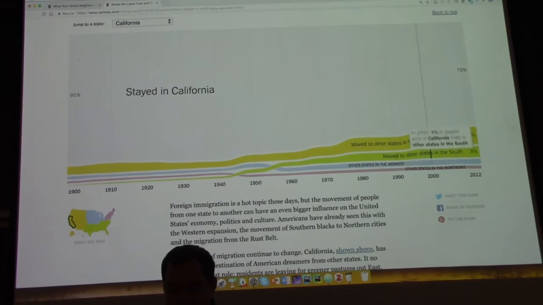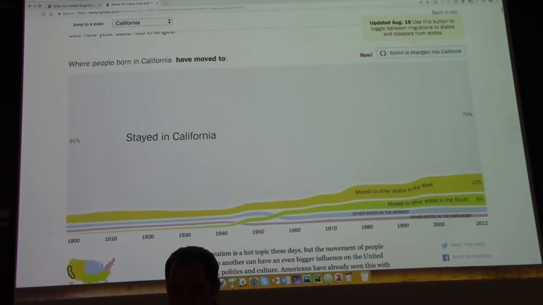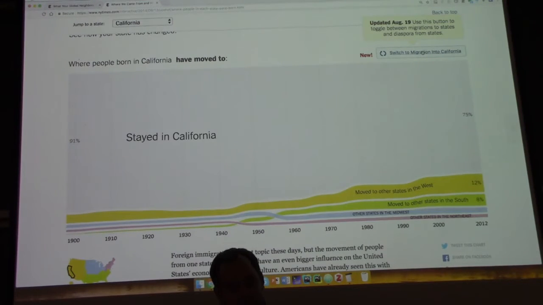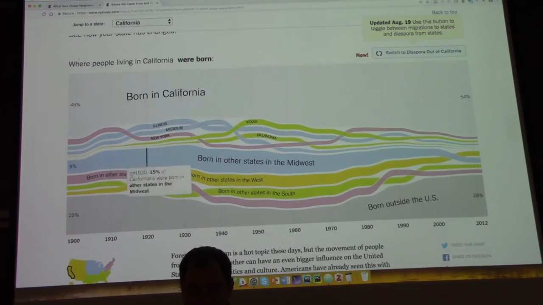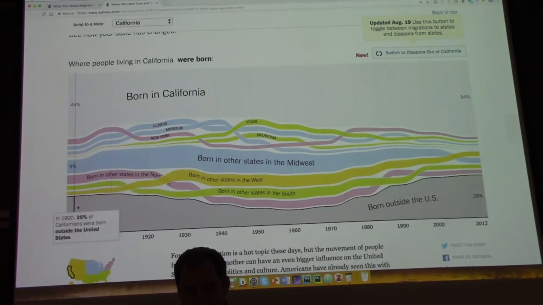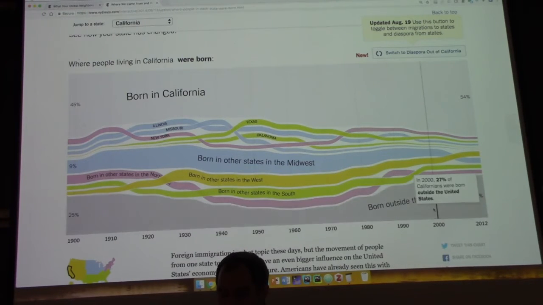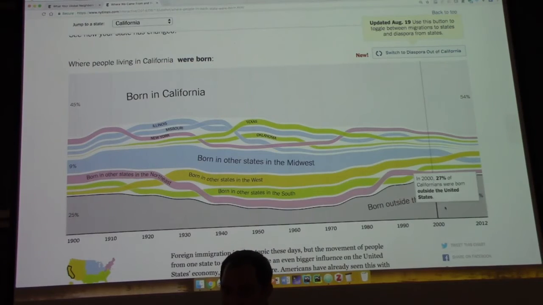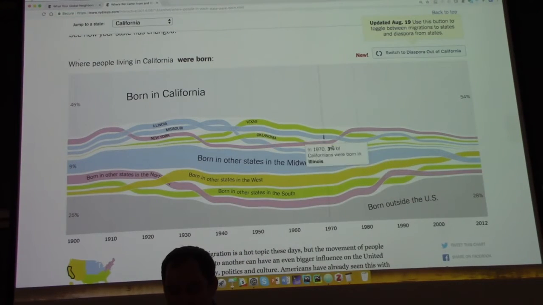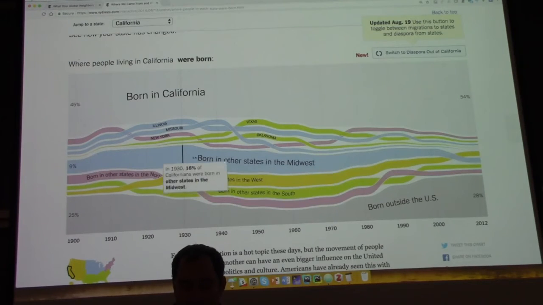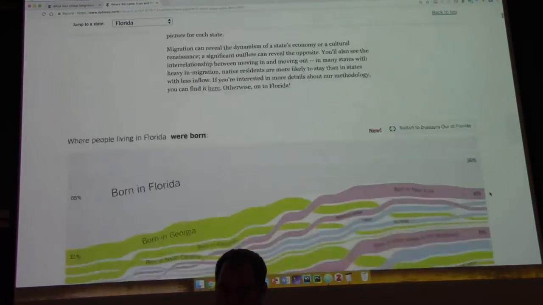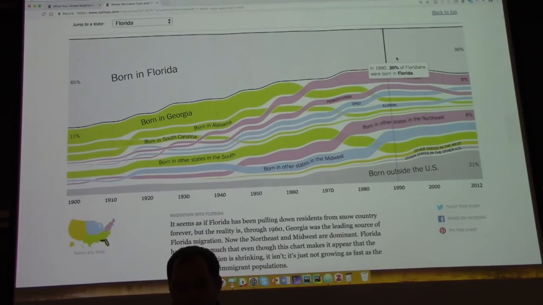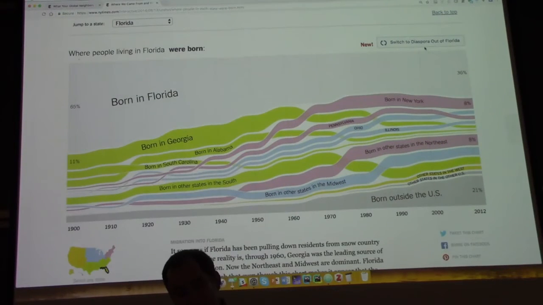They do that, so move to other states in the West, move to other states in the South. And we can switch between migration into and out of. So you can see that Californians tend to stay in California, but other people tend to move into California. We see this trend that internationals made up a big percentage of immigrants in the 1900s, but then it dipped in the 60s, and now we're back at the levels of the 1900s. And you can see that the big Midwestern migration to California is slowing down in terms of percentages. You can scroll through other states and look at the immigration and emigration from those states.